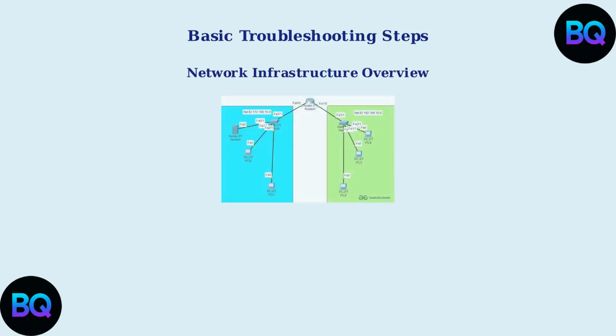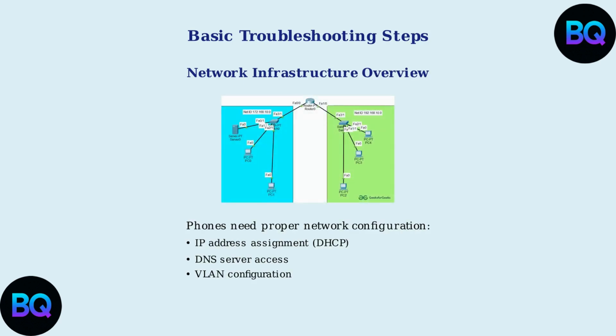Understanding your network infrastructure is crucial. Yealink phones need proper IP address assignment through DHCP, access to DNS servers for name resolution, and correct VLAN configuration if your network uses VLANs for voice traffic separation.